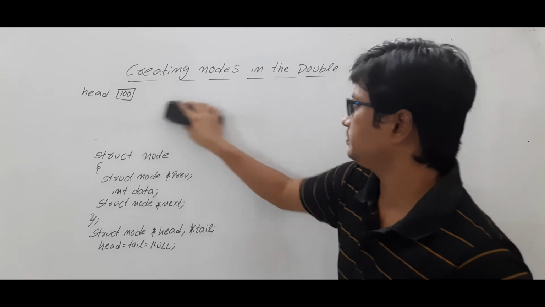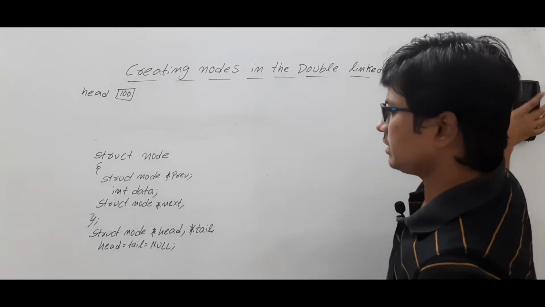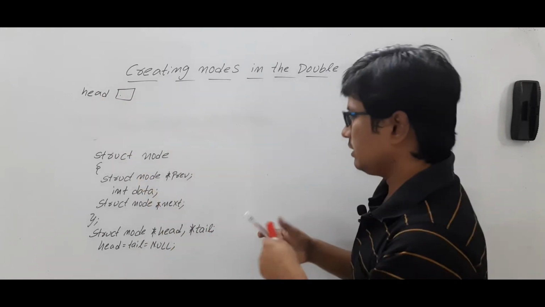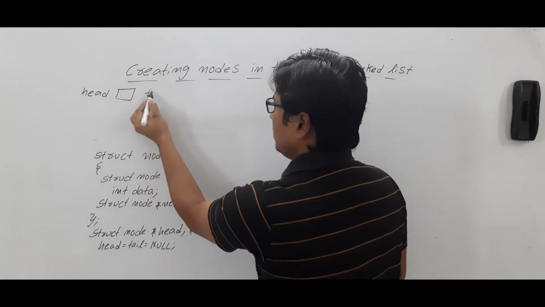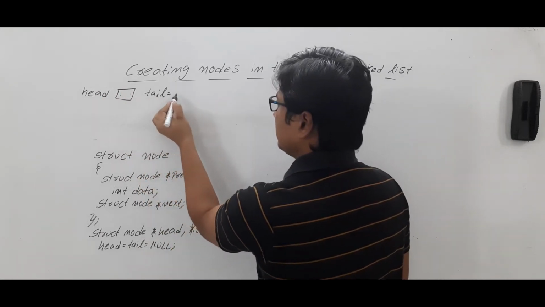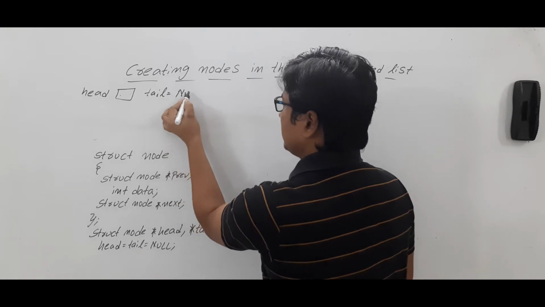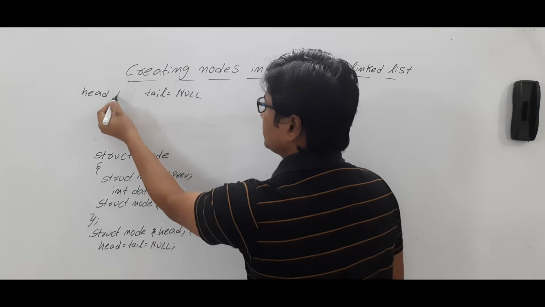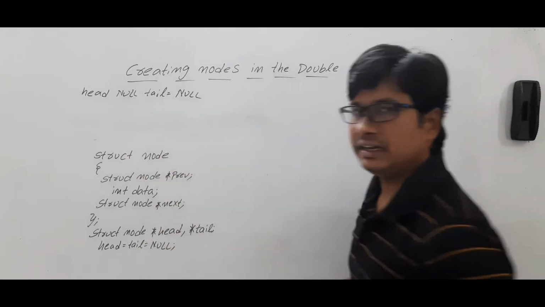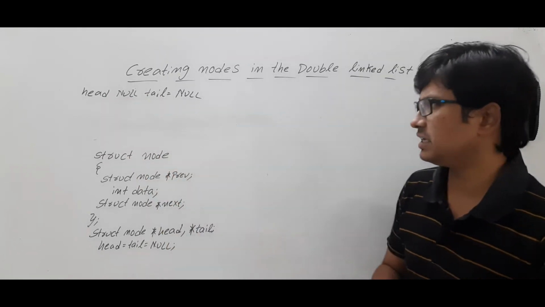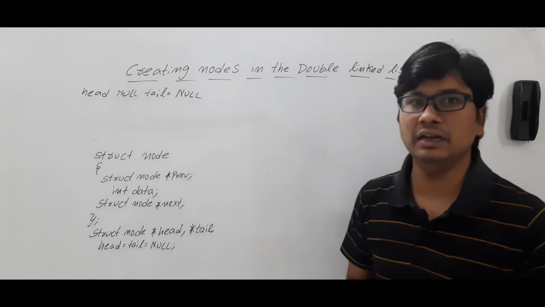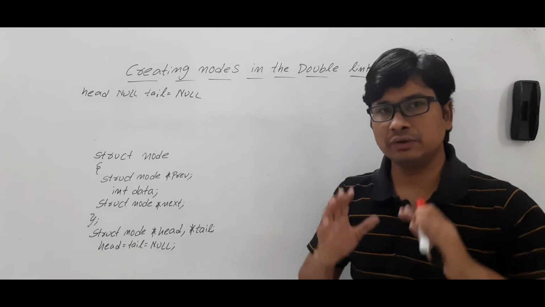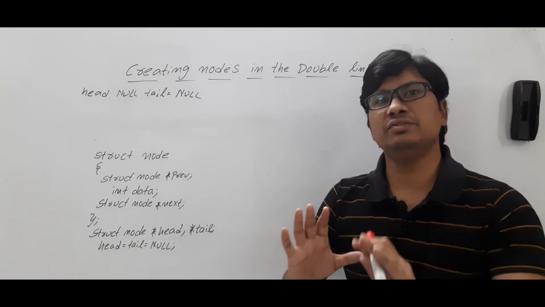Now let me erase this so that I can use this space to discuss the further concepts. Okay, now look here. Initially head and tail have the null value. Now if head and tail are null, or you can say that if head is equal to null, you can say that the double linked list is empty. So whatever node you are creating, that is the first node.